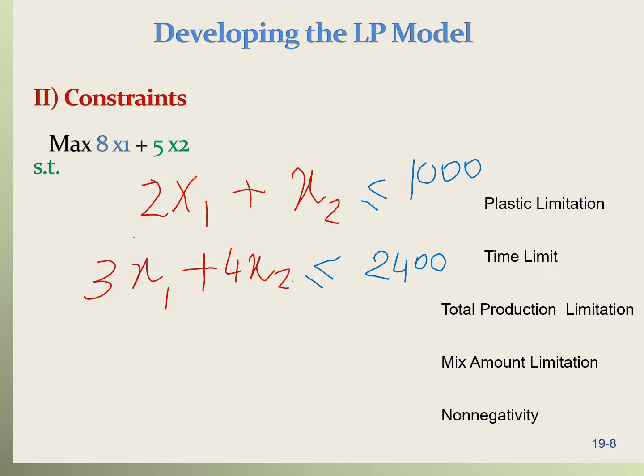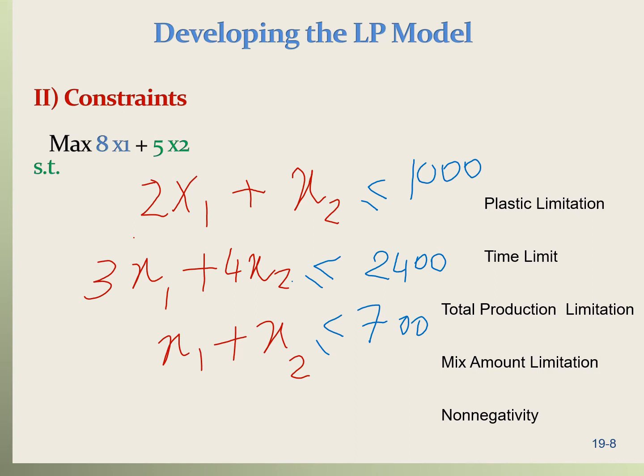So let's go ahead to the third constraint, the total production limitation. Based on the problem, the total production of space rays and zappers, x1 and x2, should not exceed 700. So how many x1 and x2 are produced? x1 plus x2. So the total amount of x1 and x2 produced should be less than or equal to 700.